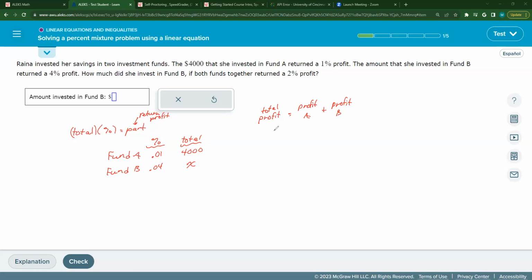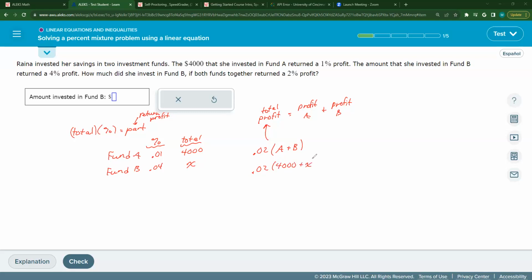How much did she invest in B if the 2 funds together returned a total profit of 2%? So my total profit is going to be 2% of the total investment. All right, so this is 0.02 of A plus B, which, if I'm looking at my total amount, is 0.02 times 4,000 plus X.